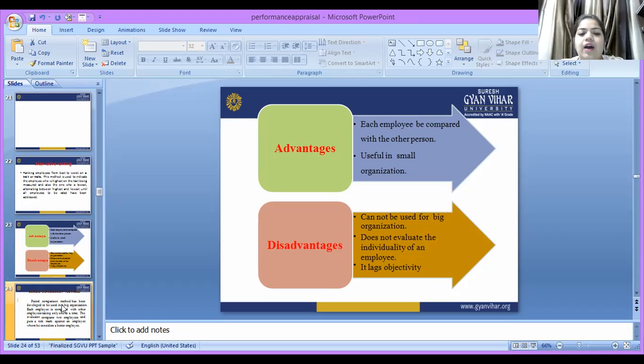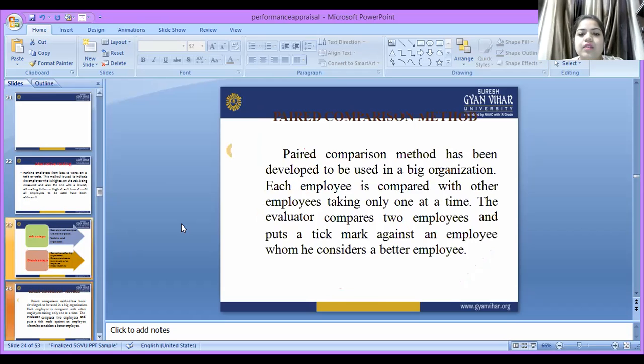The next method we have is the paired comparison method. The paired comparison method, we already read, is the one in which we compare one person with another person at the same time, that means two persons are compared basically. That means each employee is compared with the other employee.